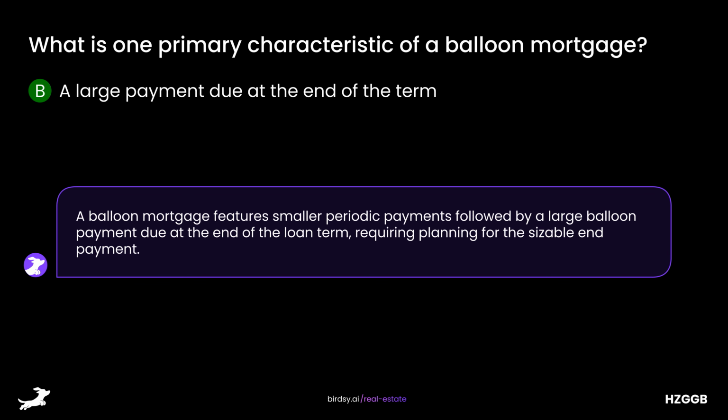A balloon mortgage features smaller periodic payments followed by a large balloon payment due at the end of the loan term, requiring planning for the sizable end payment.